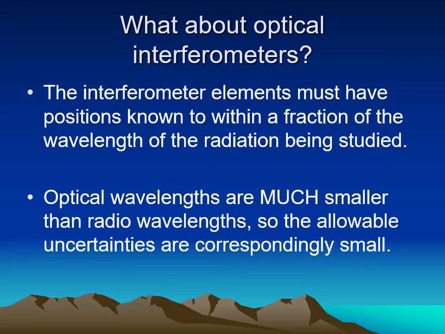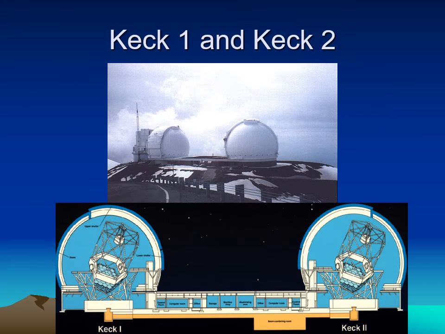Now the question that then comes up is, what about optical interferometers? Now the problem is you would need to know the position of one optical telescope to another optical telescope to within a fraction of the wavelength of light. That would mean you would have to know the center of one telescope to the center of another telescope, almost to the width of a virus. That's very hard to do, but not impossible.